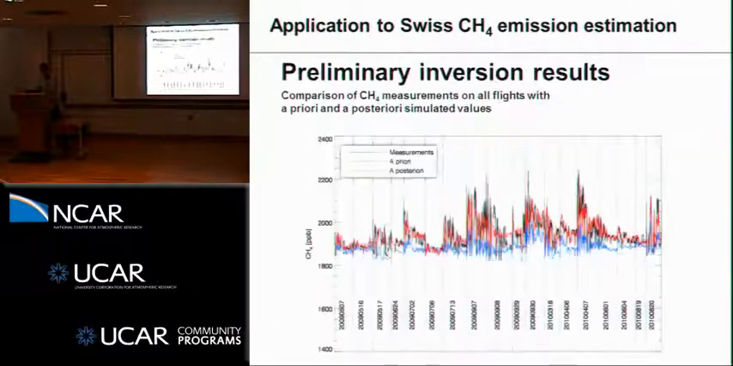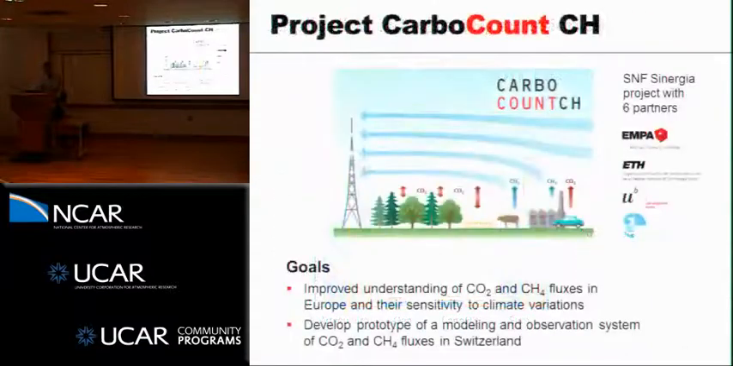But I will focus the last part of this talk on this project, CarboCount, which we started about 1 year ago. It is a joint project with 6 partners within Switzerland, funded by the Swiss National Science Foundation. The main goal is to understand methane and CO2 fluxes in Europe and their sensitivity to climate variation. The second is that we want to set up a modeling and observation system of CO2 and methane fluxes in Switzerland, a kind of flux monitoring system, like ICOS in Europe.